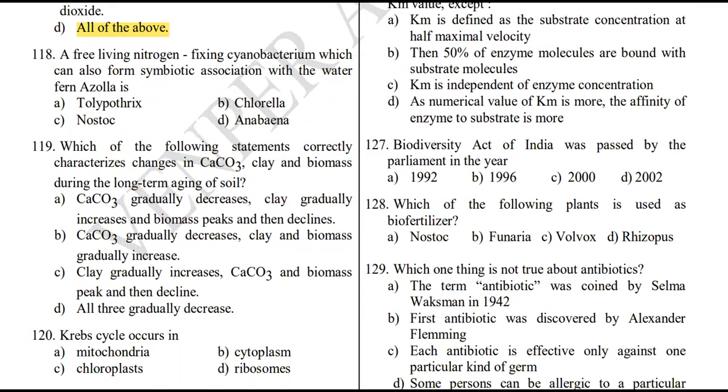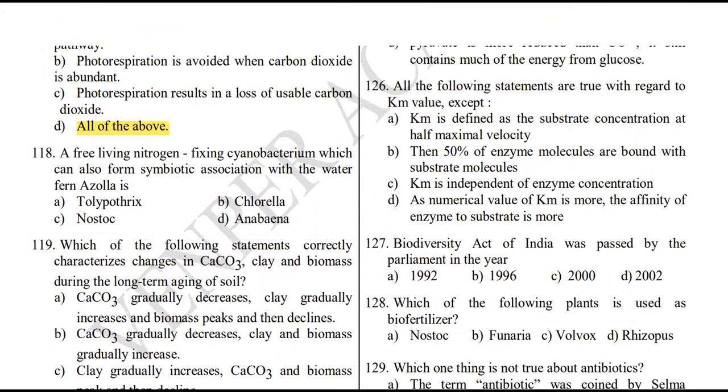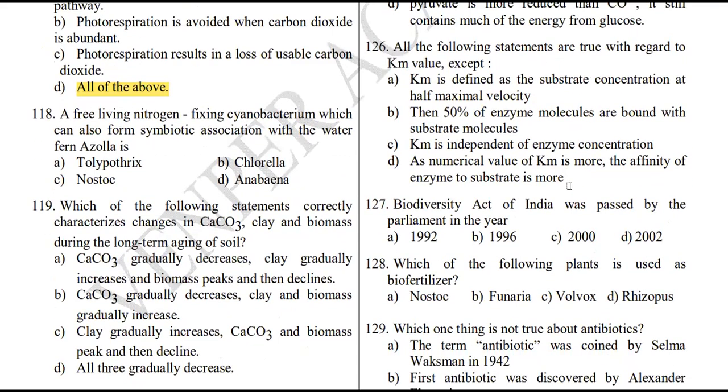A free-living nitrogen-fixing cyanobacterium, which can also form symbiotic association with water fern. The question you have to remember is symbiotic association means, please don't go and click Nostoc immediately. They have asked about the fern Azolla. So in the fern Azolla, which one is going to be present? First, Stigeoclonium. What is it? It's going to be a Chlorophyceae, which means they are green algae. They are Chlorophyceae. Okay, and what is this Chlorella?